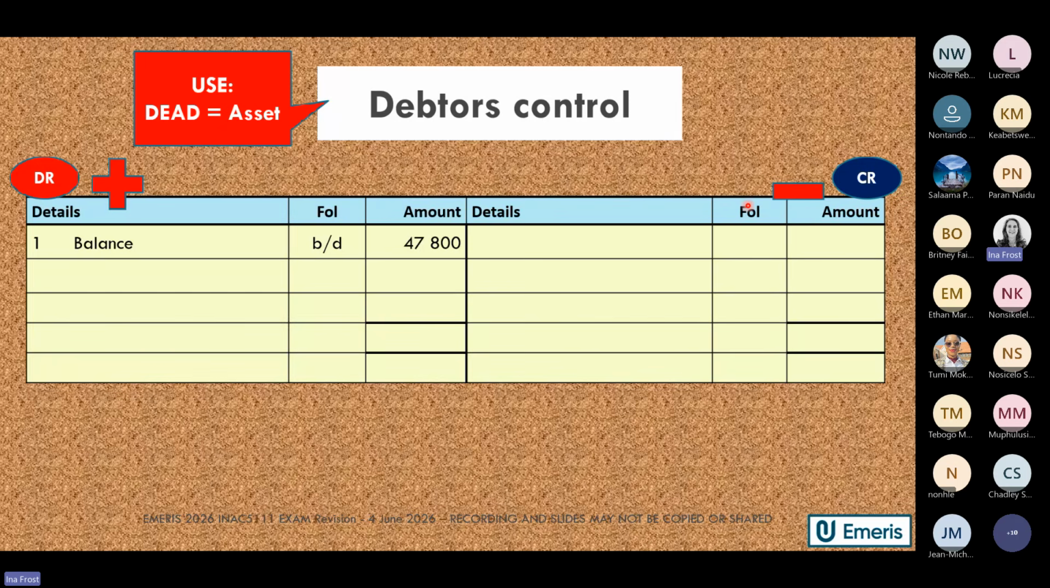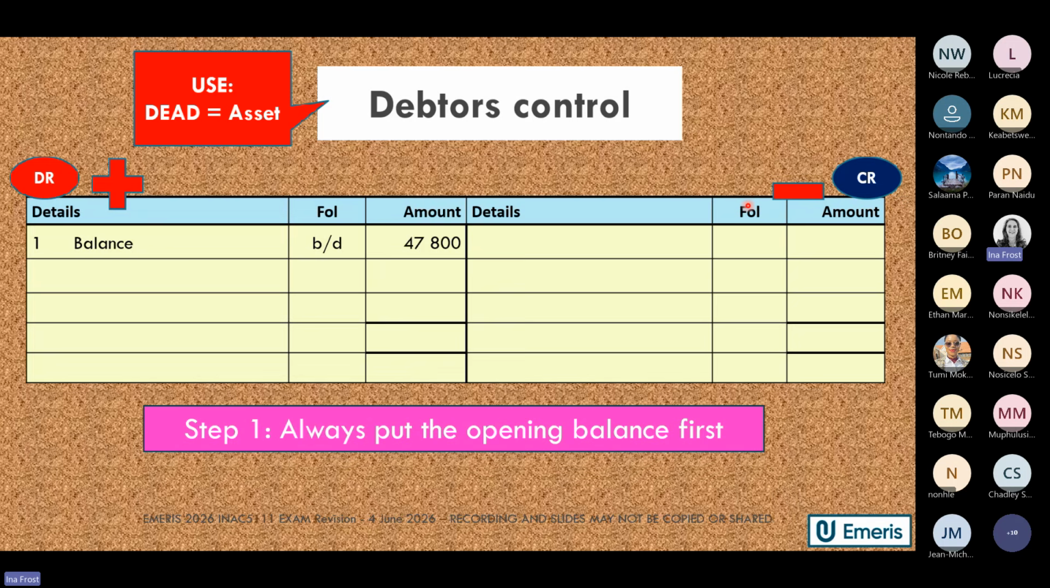And I wonder if you can now remember what are the 3 steps we always follow when we do a general ledger account. Step number 1 is make sure you've recorded your opening balance. And how did I know where to record the opening balance? I used my debt click rule that tells me assets increase on the debit side.